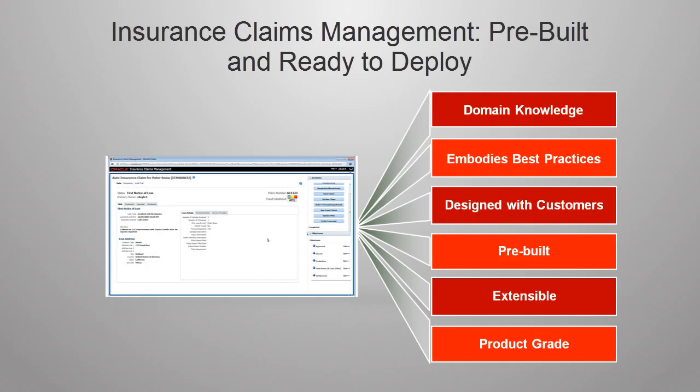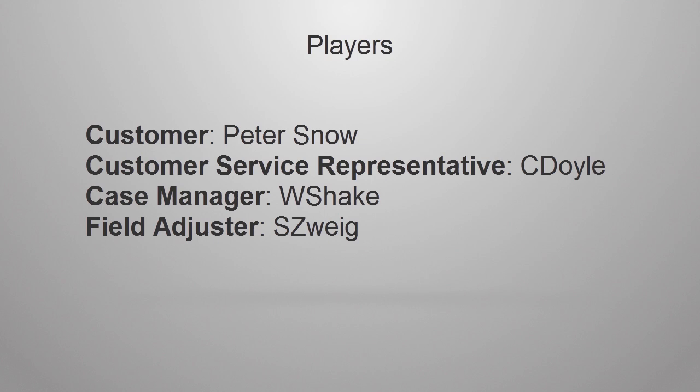And as you'll soon see, the ICM Process Accelerator, which uses an adaptive case management framework, comes pre-built with insurance industry-specific functionality and at the same time is customizable and extensible. For our demo, we picked a property and casualty claim scenario, specifically a car accident, because it is a scenario that most people understand. Before I show you the demonstration, let me introduce you to the players in our scenario.